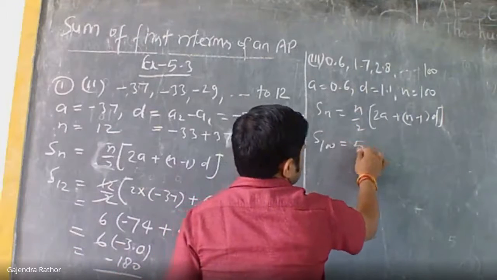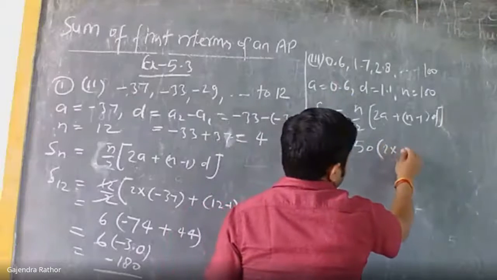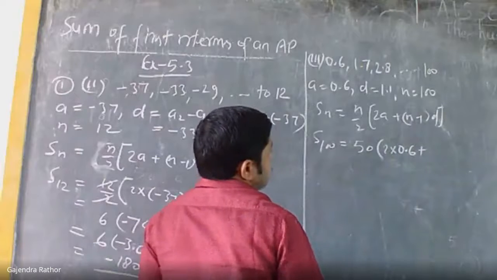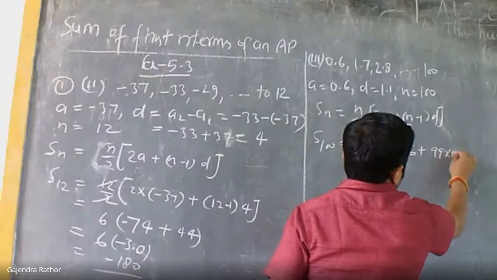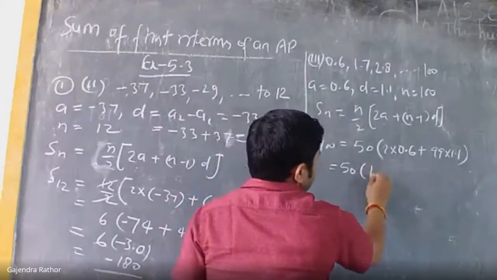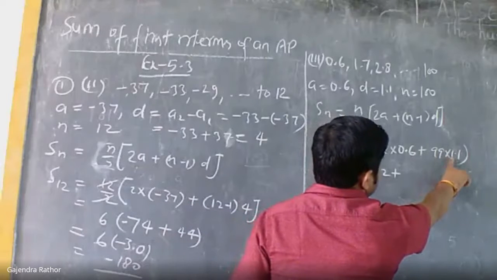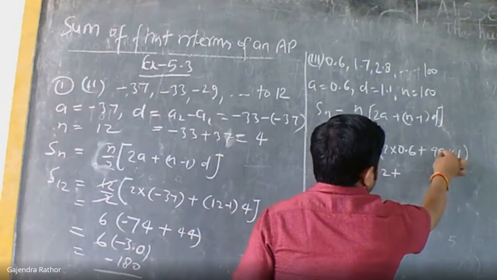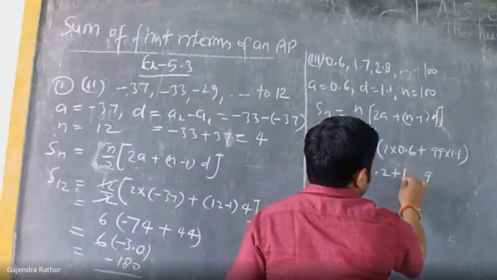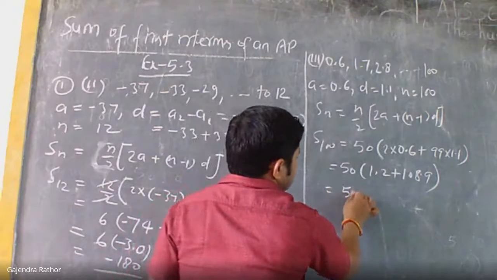100 by 2 is 50. 2 into 0.6 is 1.2, plus n minus 1 is 99, multiplied by 1.1. So 50 into 1.2 plus 99 multiplied by 1.1: 99 plus 9 is 108.9, decimal after 1 digit.